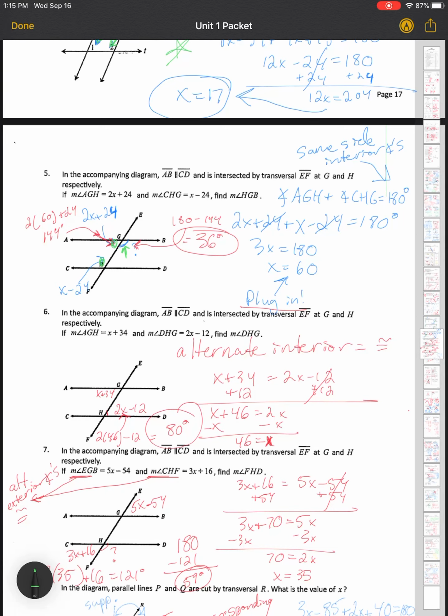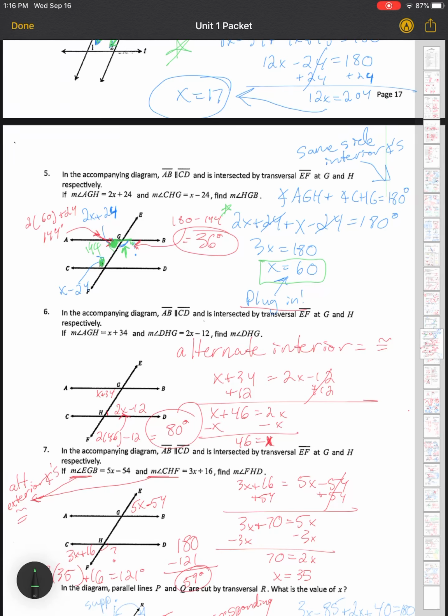We start out with these two same side interior angles here. What we know about them is that if we add them together, they're supplementary. So we set it equal to 180, as you see over here. When we do that, we get x is equal to 60. Now, we plug back in here, and we get that this angle is 144. We know that these two angles are supplementary along a straight line here. So then we subtract, and we get that angle is 36 degrees.